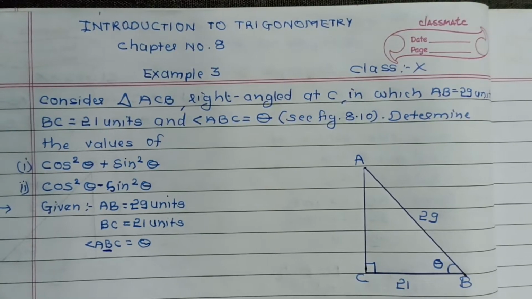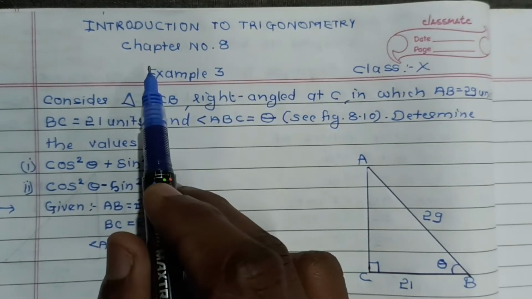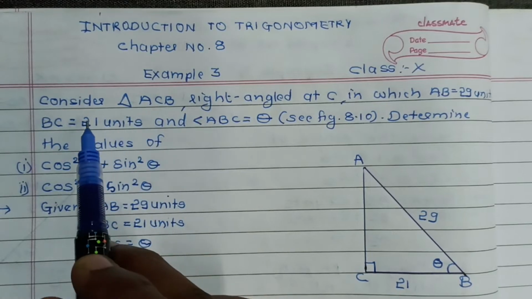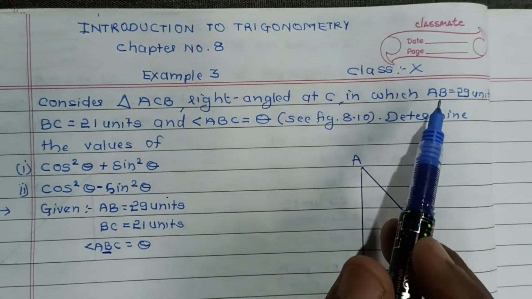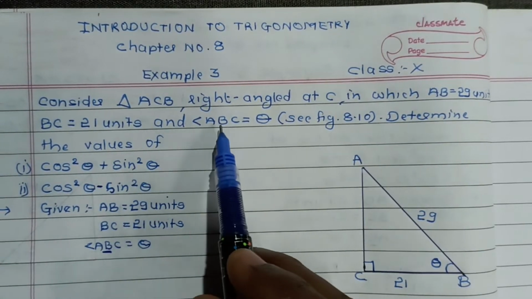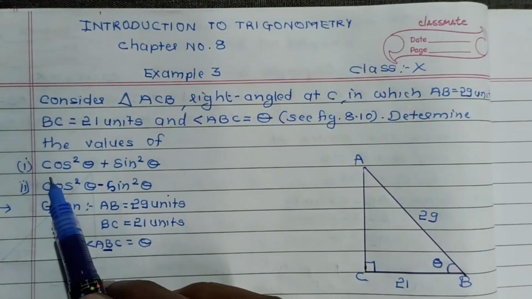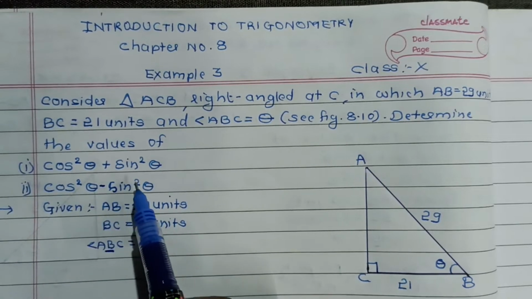In this video, we shall learn example number 3 of chapter Introduction to Trigonometry, chapter number 8, class 10th. So what is example number 3 given here? Consider triangle ACB, right angle at C, in which AB is equal to 29 units, BC is equal to 21 units, and angle ABC is equal to theta. Determine the values of first cos square theta plus sin square theta, second cos square theta minus sin square theta.